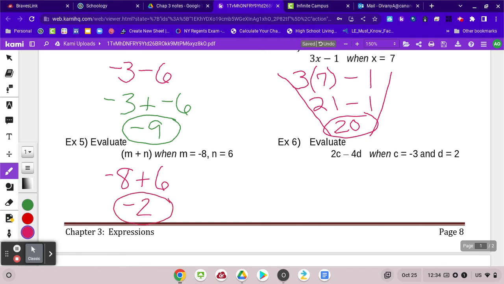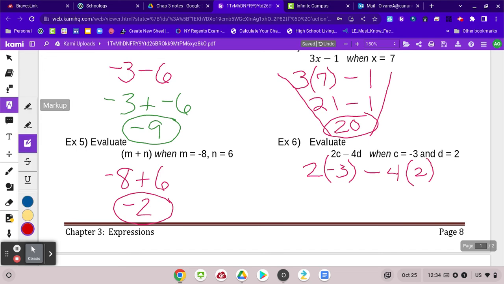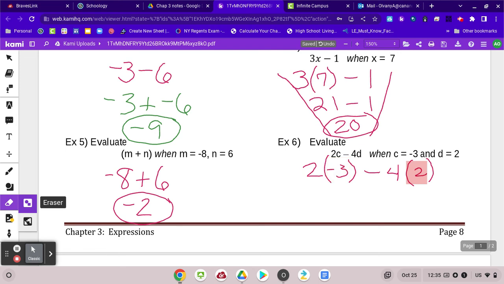Example 6 has a lot going on. We're going to replace c with negative 3. I like to always replace with parentheses. And we're going to replace d with 2. When I'm replacing a variable, I like to use parentheses. Order of operations says to do parentheses first, but that means if there's anything in the parentheses to do. There's nothing in here to do. So we're going to go on to exponents, which there aren't any.